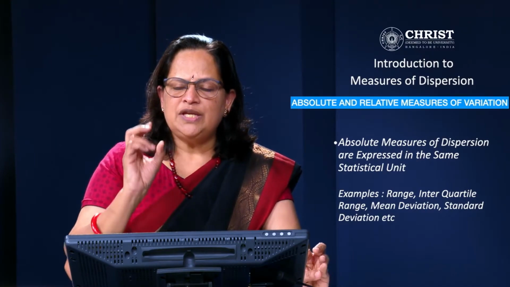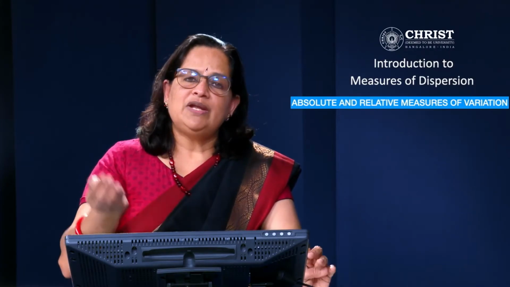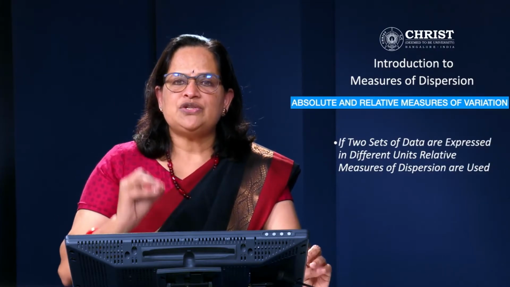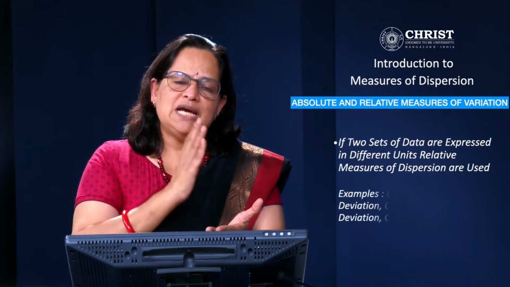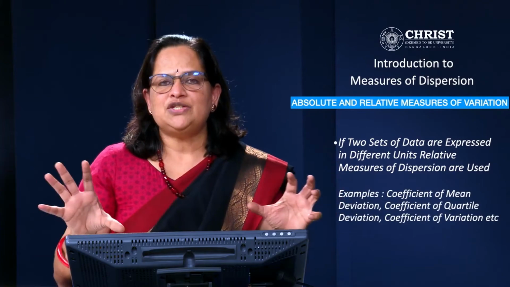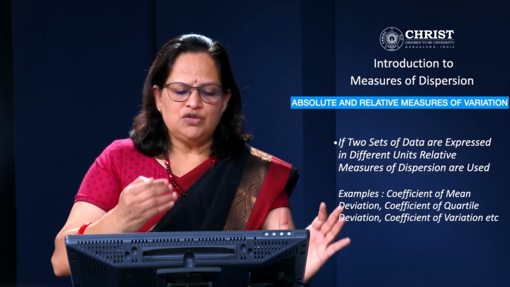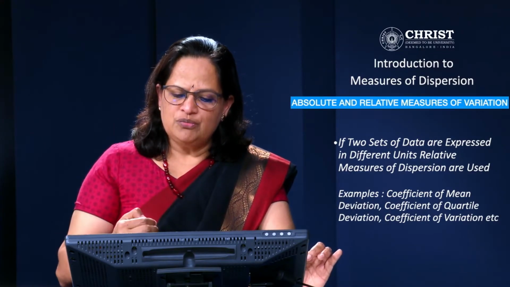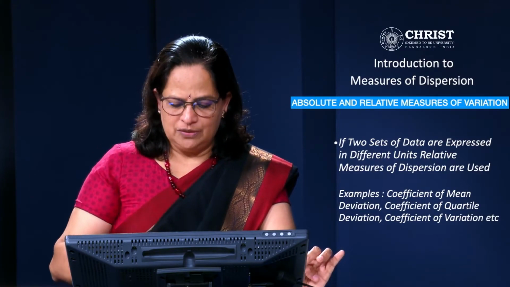Examples: range, interquartile range, mean deviation and standard deviation. If two sets of data are expressed in different units, relative measure of dispersion has to be used. For example, you are comparing the salary of a manager with the salary of a casual worker. There will be wide variation. Though the unit is same, it will be wide variation. Then we have to use the relative measure of dispersion. Examples: coefficient of mean deviation, coefficient of quartile deviation and coefficient of variation.